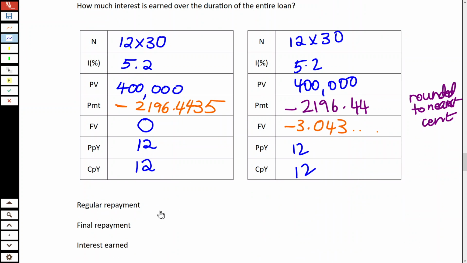So the regular payment needs to be 2196.44. Notice that that's an amount in dollars and cents and no parts of the cents, because you can't pay money in parts of the cents. Now, I owe the bank $3.04. So 2196.44 plus $3.04. That's it? Yep. So just round to the nearest cent.